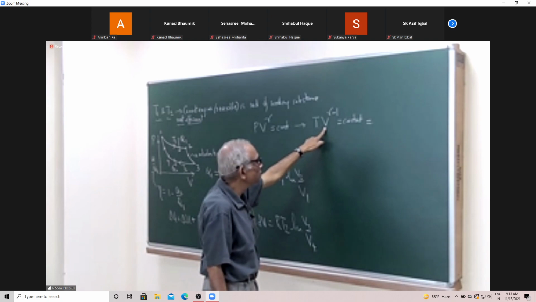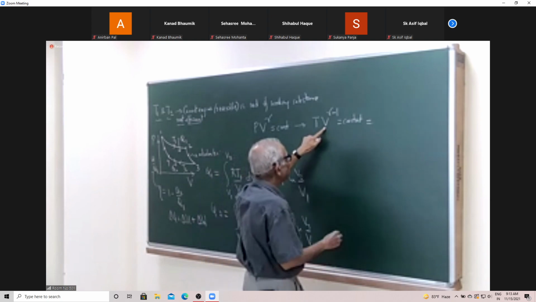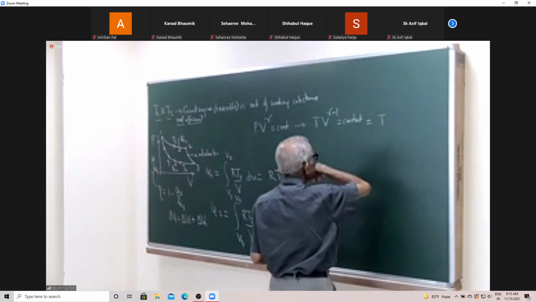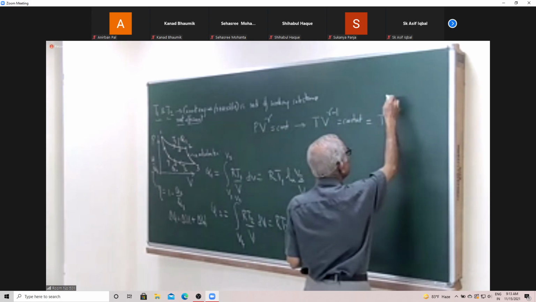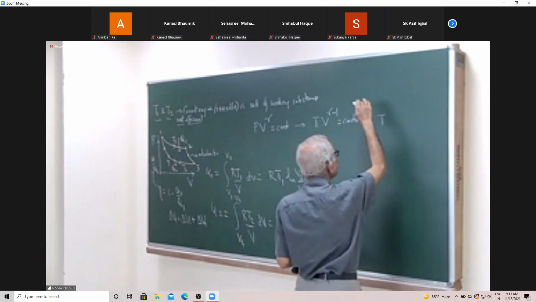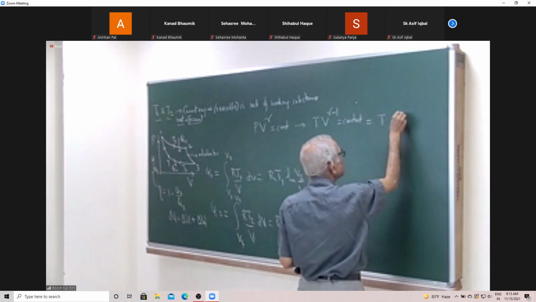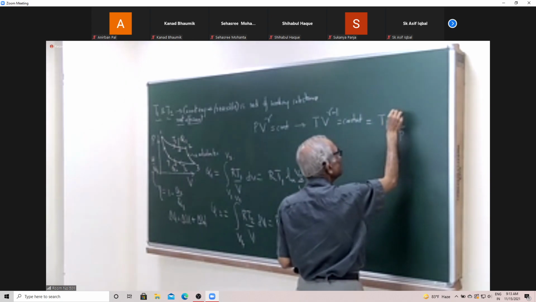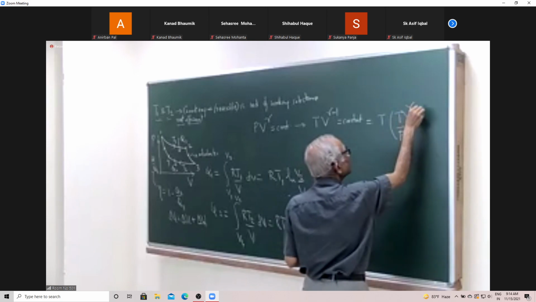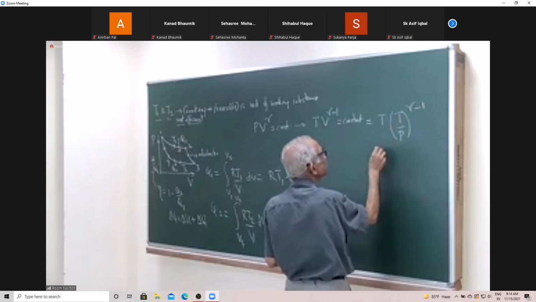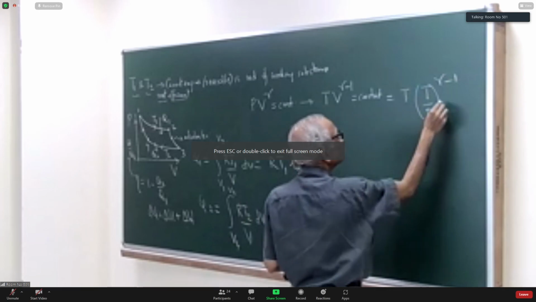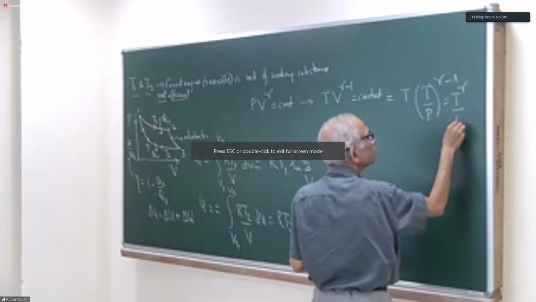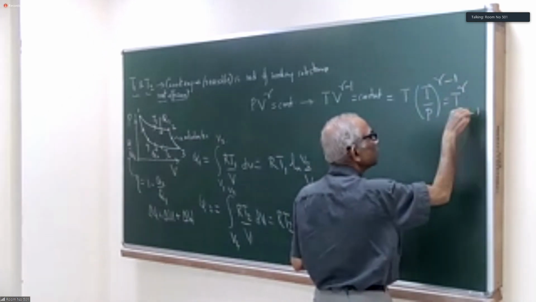P divided by T over here. So this is T. V is PV is RT. So it is T divided by P to the power gamma minus 1, which is equal to T to the power gamma and divided by P to the power gamma minus 1.